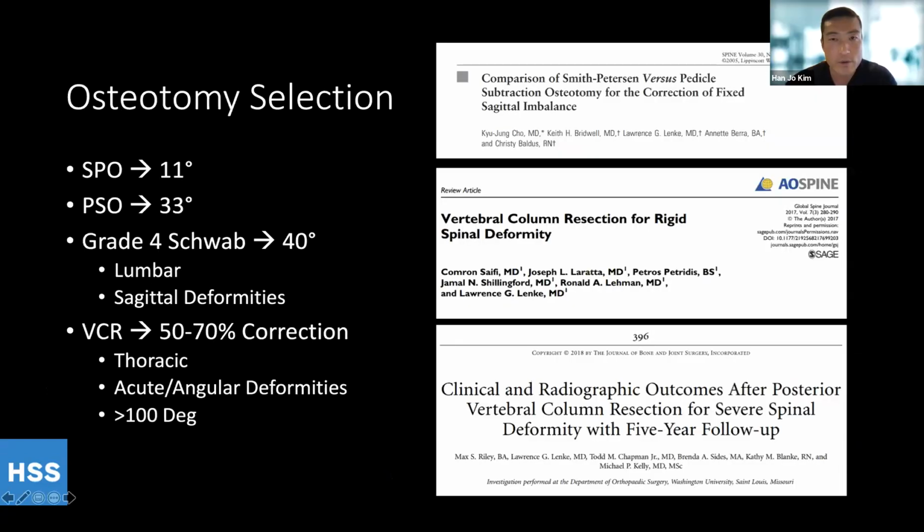Yeah, so absolutely. So here, when I'm thinking about interbody work, we talked about this, but this is the general scheme I use for what we could get. I think most deformity surgeons know this. You get an SPO, posterior column, 11 degrees of correction, PSO 30 degrees. If you do an extended type, I think I could get about 40 degrees. In the VCR, you get a ton of correction, up to 70% correction for really bad deformity cases.